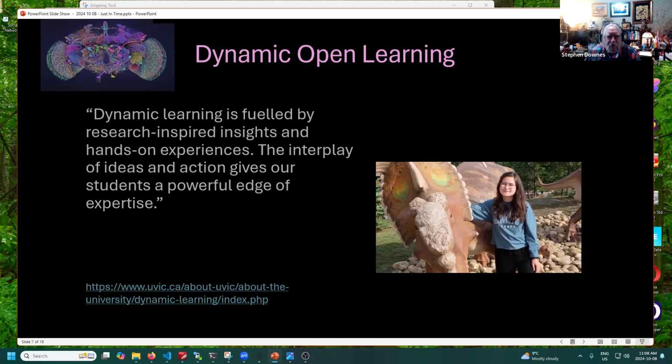So this is a quote from a page from the University of Victoria. Dynamic learning is fueled by research-inspired insights and hands-on experience. The interplay of ideas and action gives our students a powerful edge of expertise. To be proved, right? I mean, the research needs to be done.